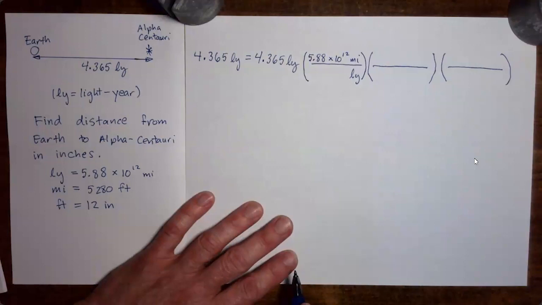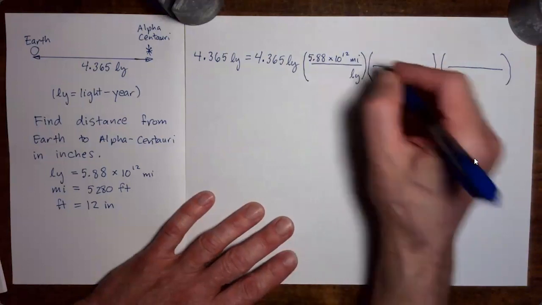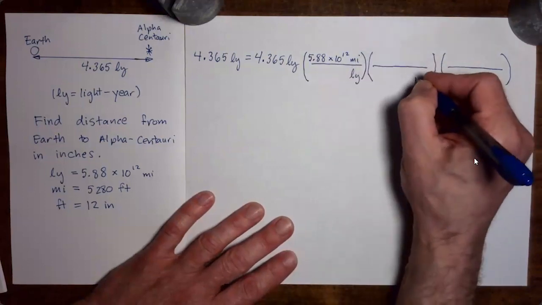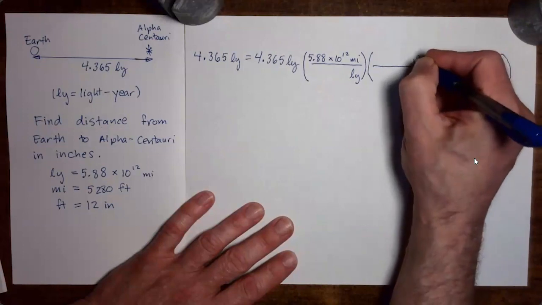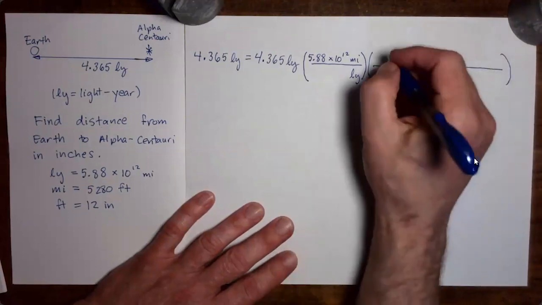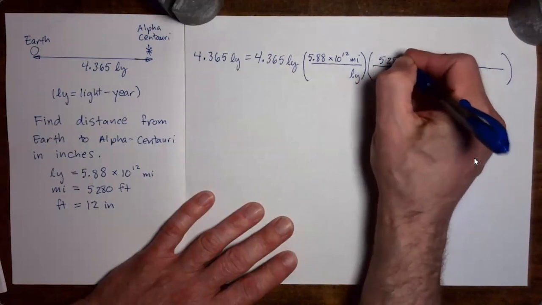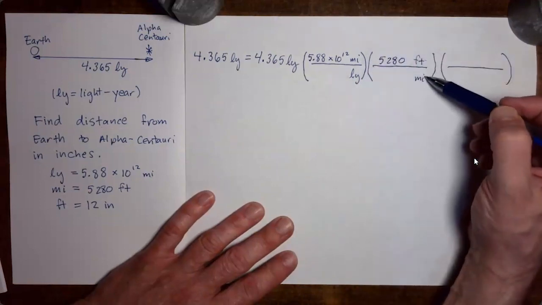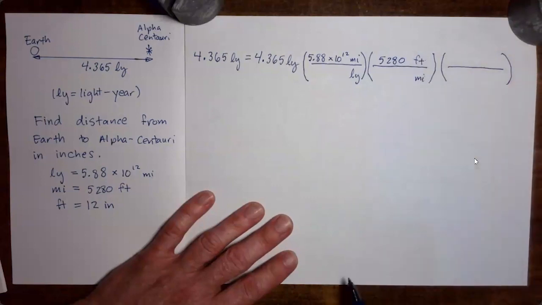Now I want to go from miles to feet. Now I want to cancel the miles, which is here, and have feet instead. Again, that's not equal to 1. So I'm going to put in 5,280. Now numerator and denominator are equal, so this is equal to 1.